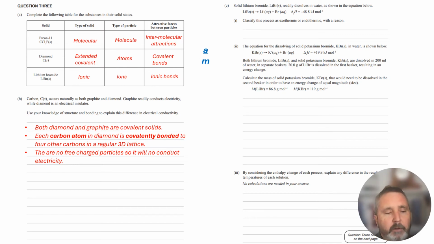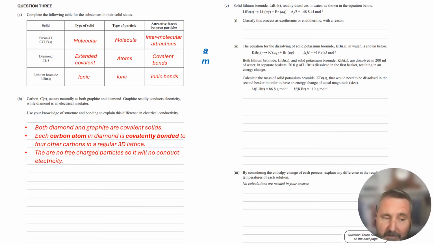Now, because there are no free charged particles, it will not conduct electricity. So this is quite straightforward. Carbon atoms covalently bonded to other carbon atoms, 4 of them, in a 3D lattice. No free electrons, no free ions. It will not conduct electricity. So now we go and talk about graphite.